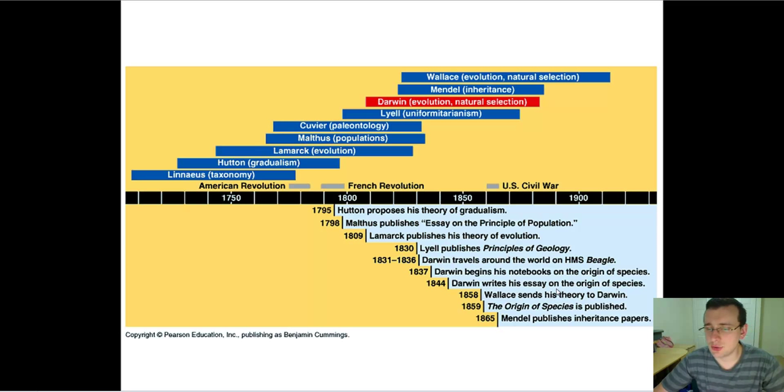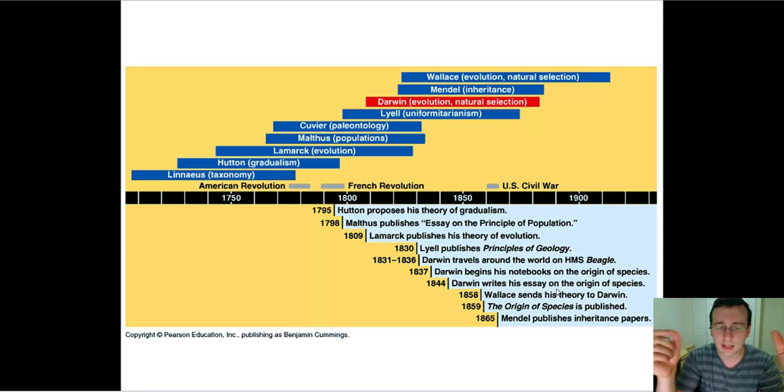So over the last few videos, we've been talking about the history of the development of evolutionary thought, or the many different scientists from many different fields who actually contributed to the formation of our current understanding of evolution. And what we're going to try to do on this last video is get you in the mind of Darwin.